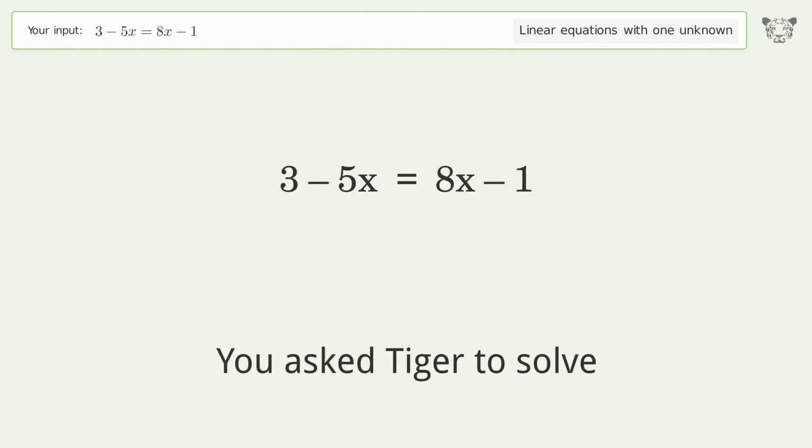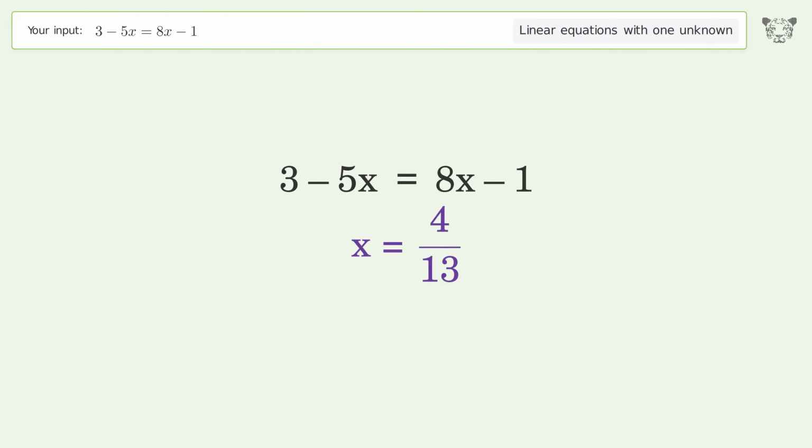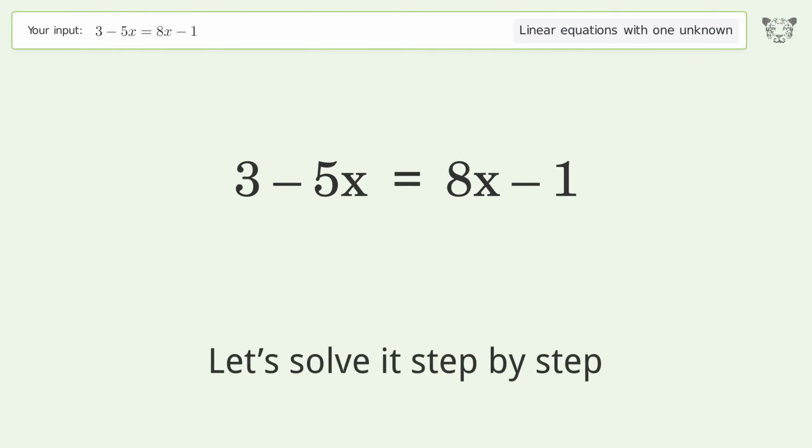You ask Tiger to solve. This deals with linear equations with one unknown. The final result is x equals 4/13. Let's solve it step by step.